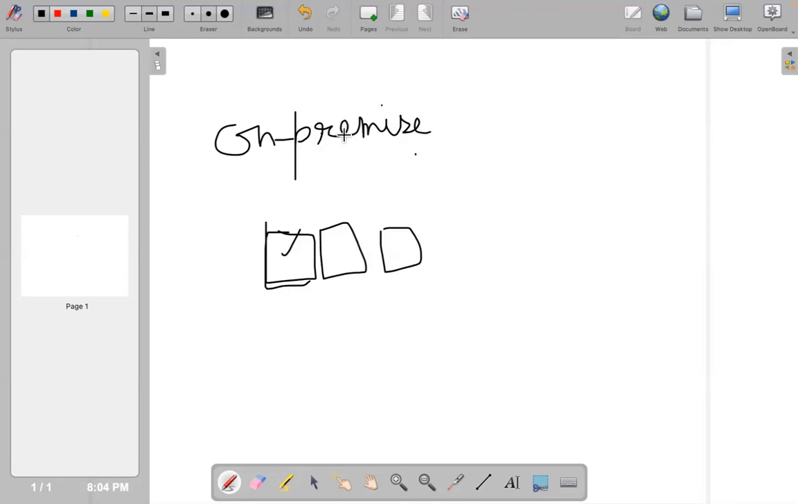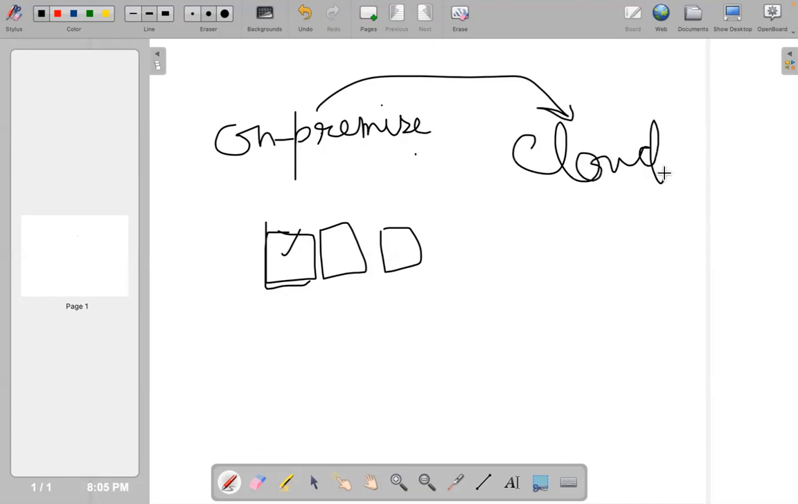So people started moving from here to where? To cloud. It doesn't mean things will be in an actual cloud. Cloud means sharing your resources over the internet, as I told you yesterday.